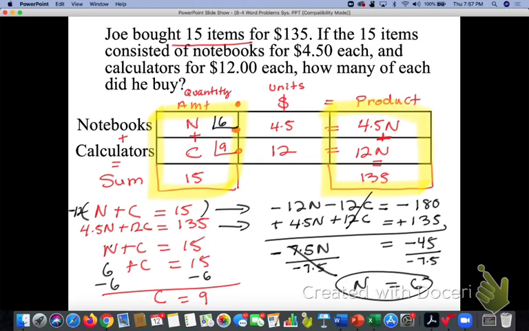So we have 6 notebooks. Now, very important here that you don't mix that up because it says how many of each did he buy. So don't just tell me 9 and 6. You have to tell me, I'm going to write it in blue. We have 6 notebooks and 9 calculators. Okay, and that's what I should see in your answer column.